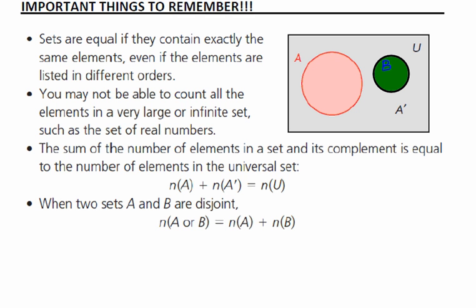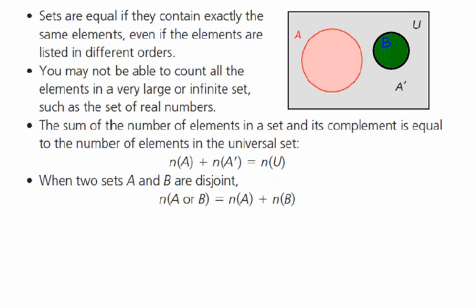Sets are equal if they contain exactly the same elements, even if the elements are listed in different orders. You may not be able to count all the elements in a very large or infinite set. For example, even numbers is an infinite set. You're not going to be able to count them. But some sets are small and we can count them. And so this is the number of elements in A plus the number in its complement will equal the number in the universal set.